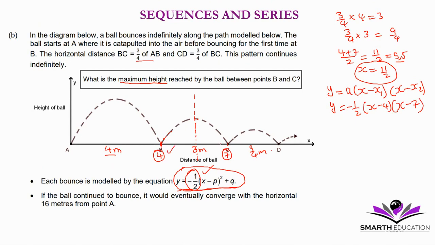Okay, the x-intercepts. And then what would be the value of y if x is 11/2? So where there's x, we put 11/2. So y = -1/2 (11/2 - 4)(11/2 - 7). Right, we can put this whole thing in the calculator. We'll get that y is equal to 1.125 meters. So to 1 decimal place, y is equal to 1.1 meters.